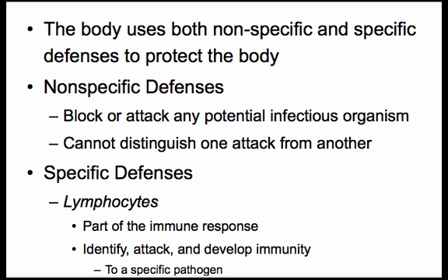The body has both specific and nonspecific defenses to resist and/or attack pathogens. Nonspecific defenses are ways that the body can block or attack any potential infectious organism without distinguishing one pathogen from another. In other words, they are nonspecific in which organisms they defend the body from. These defenses try to stop all attacks. Specific defenses involve lymphocytes. Lymphocytes identify, attack, and develop immunity to a specific pathogen.